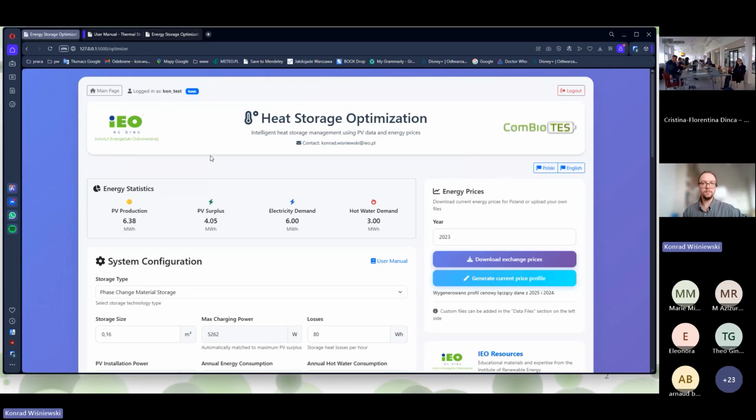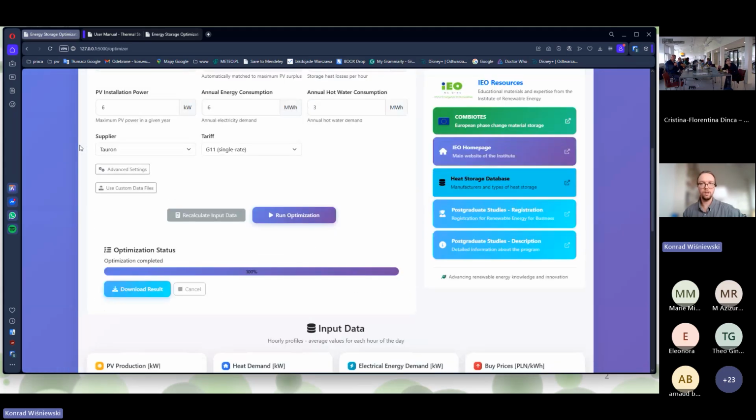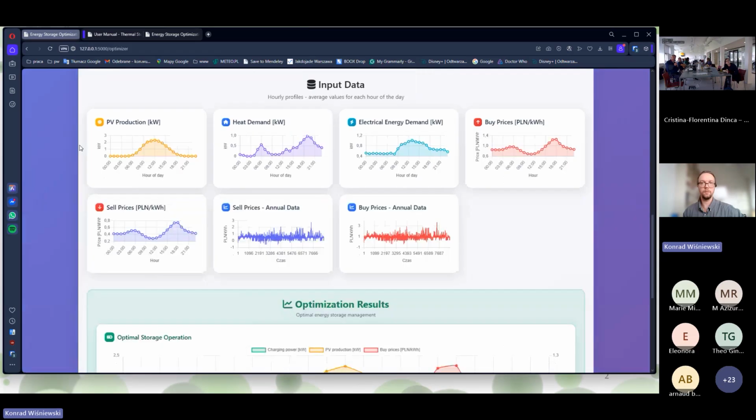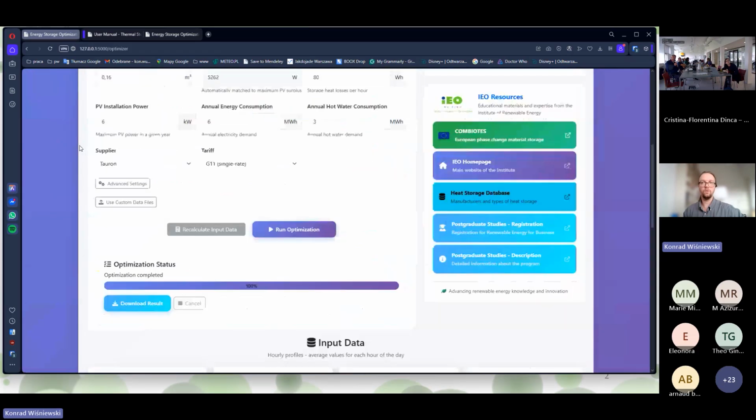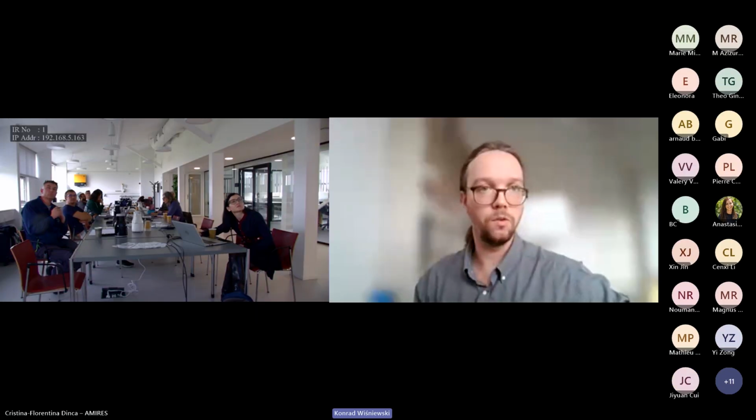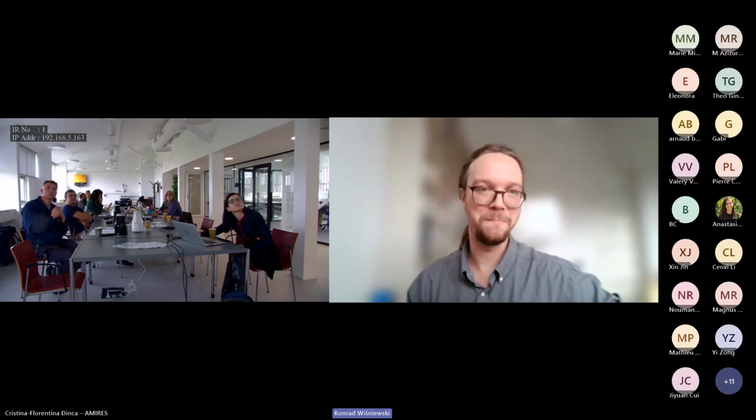And we hope that this tool can be useful for sizing, for someone who is considering heat storage in their household. I think I have covered more or less most of the features of the application. So thank you for your attention, that's all from me.